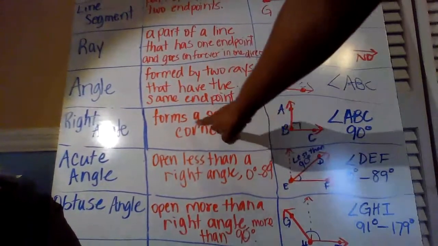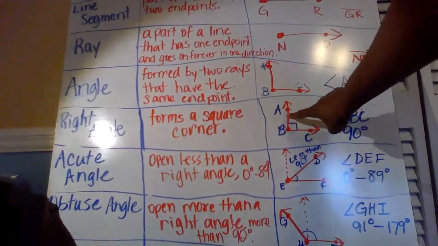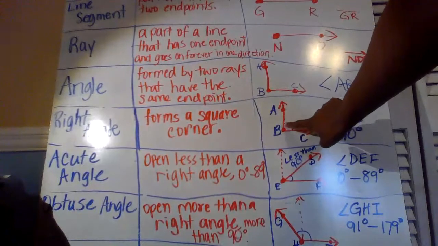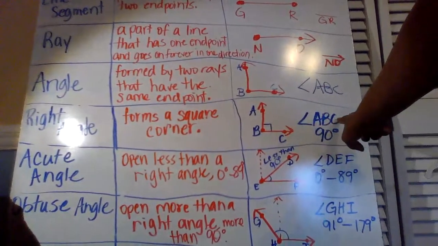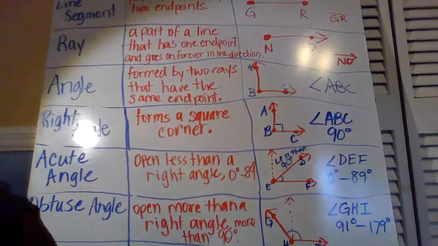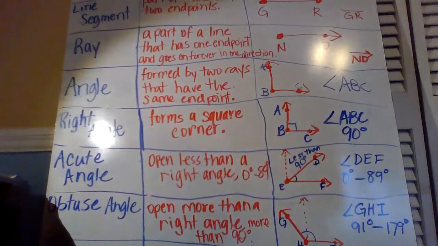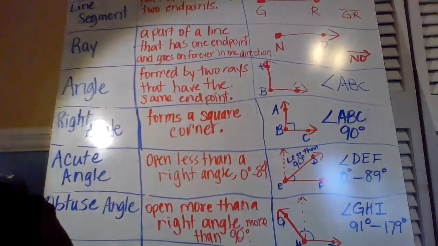A right angle forms a square corner. So just like the example before, that L shape, this is a right corner. So it puts a square in that corner. And again, the angle is ABC and it's 90 degrees. A right angle is only 90 degrees. It's never anything else but 90 degrees. If you see 90 degrees, it's a right angle. If you see a right angle, it's 90 degrees.